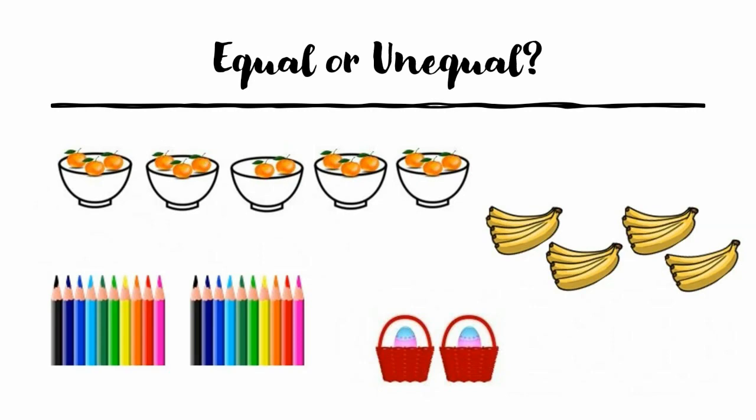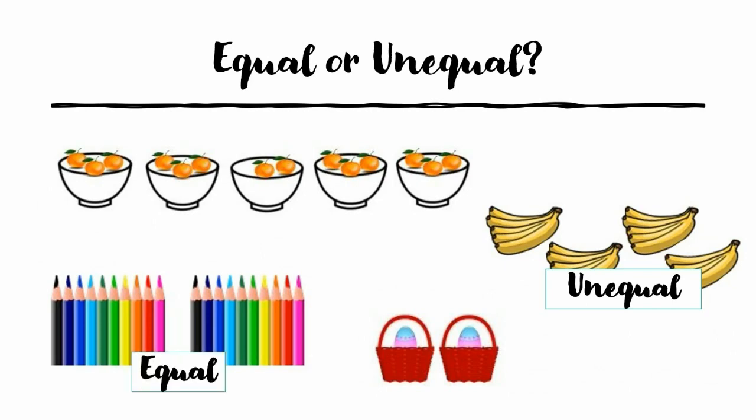Okay, welcome back. Let's have a look at these pictures. So, the bananas are unequal because this bunch has 5 bananas, this bunch has 5 bananas, this bunch has 5 bananas, but this bunch here only has 4 bananas in that bunch. So that means these groups are unequal. Let's have a look at the other one.